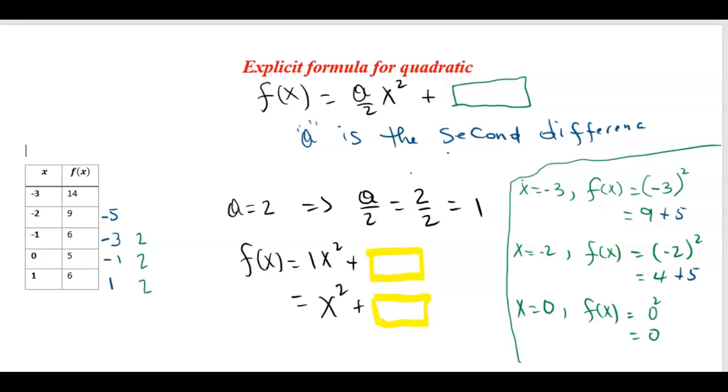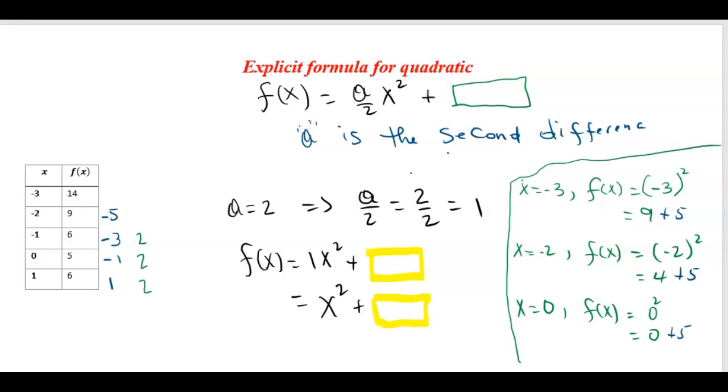So what can I do to 0? On the table, when x is 0, f of x is 5. So what can I do to that 0 to make it 5? You can just go ahead and add 5 to it. If we add 5, then 0 plus 5 is 5.